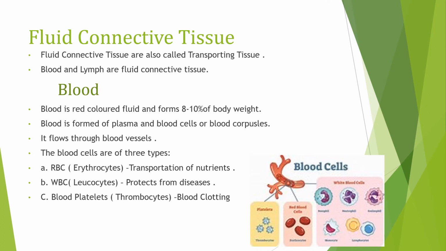There are three types of blood cells. RBC, red blood cells, they are called erythrocytes. The main function is transportation of the nutrients. WBC, white blood cells, they are called leukocytes. They protect from diseases. Blood platelets, you can also call them thrombocytes. The main function is blood clotting. The RBCs are biconcave in shape, WBCs are irregular in shape, and blood platelets are spherical in shape.